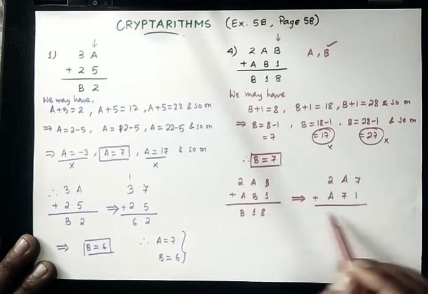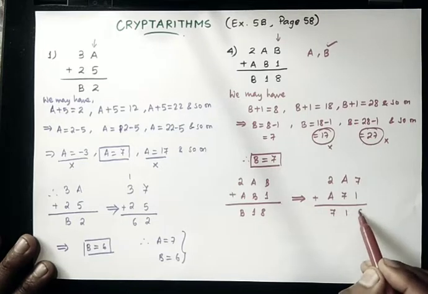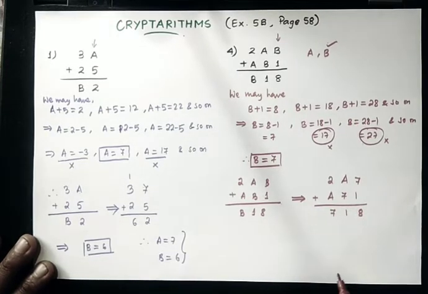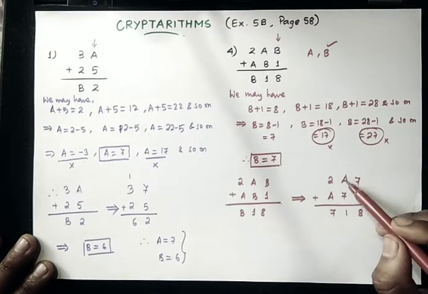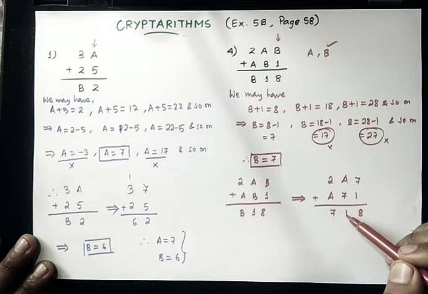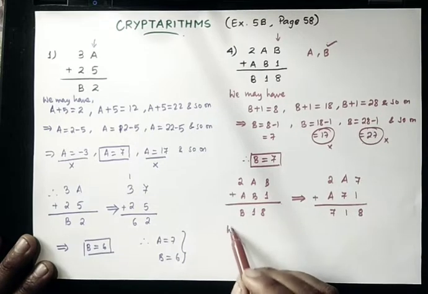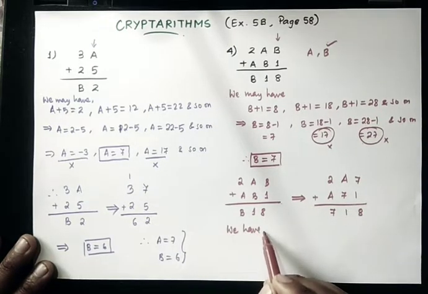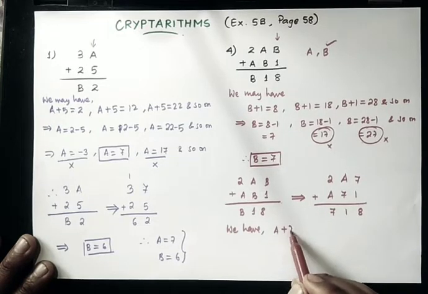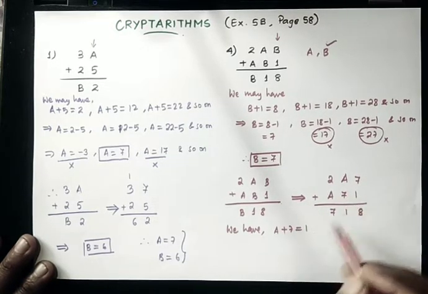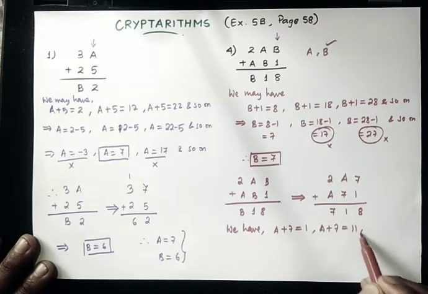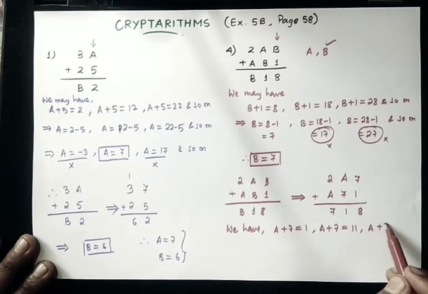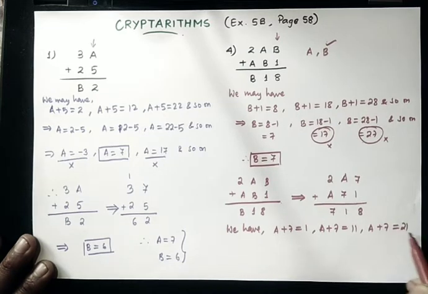So addition, B is here, 7 1 8, right? Okay, now 7 plus 1 is 8, so no carryover. So A plus 7 is 1. Okay, so again we have A plus 7 equals 1, or A plus 7 will be equal to 11, A plus 7 equals 21, right? And so on.